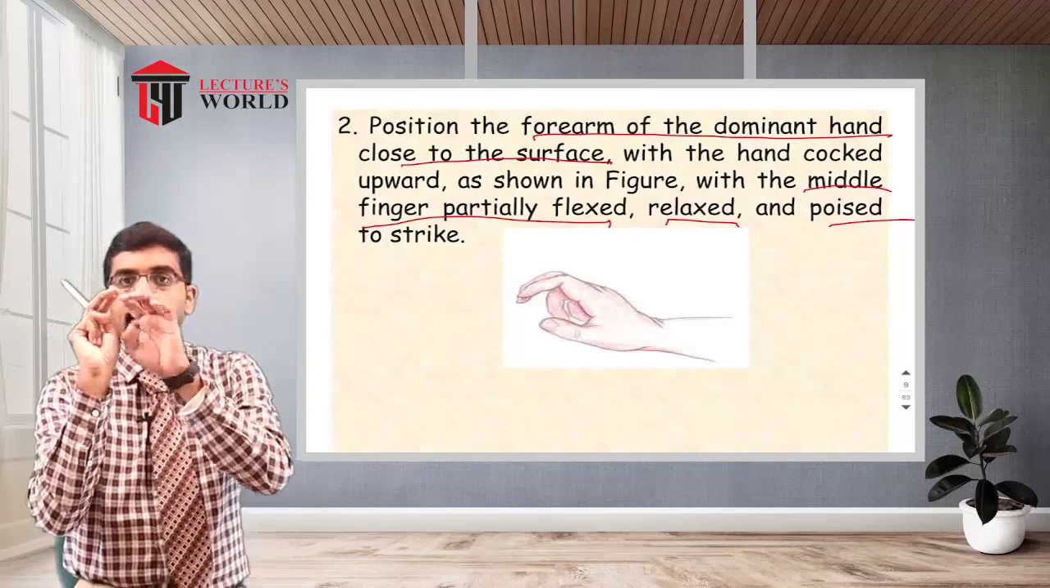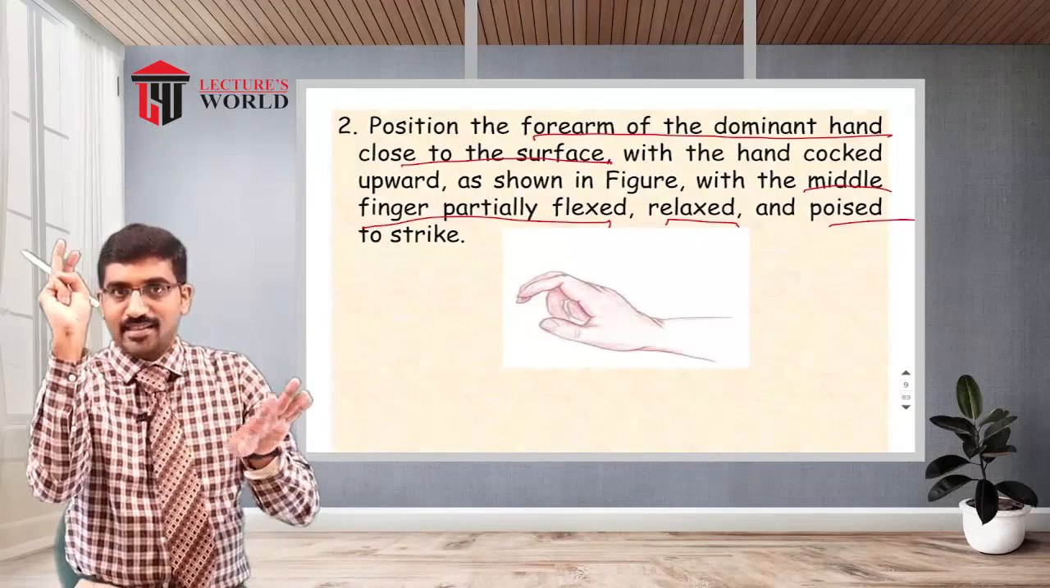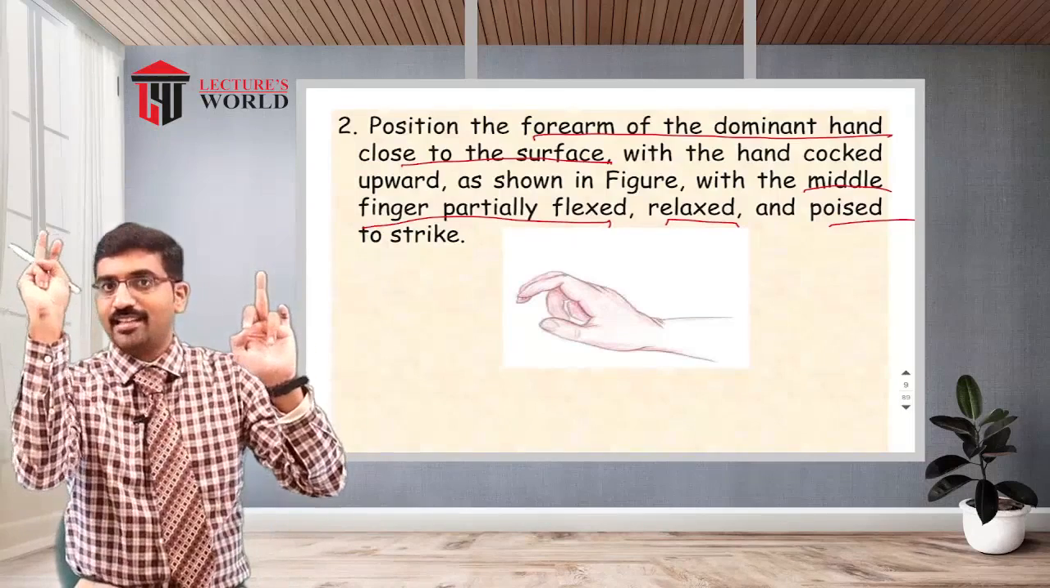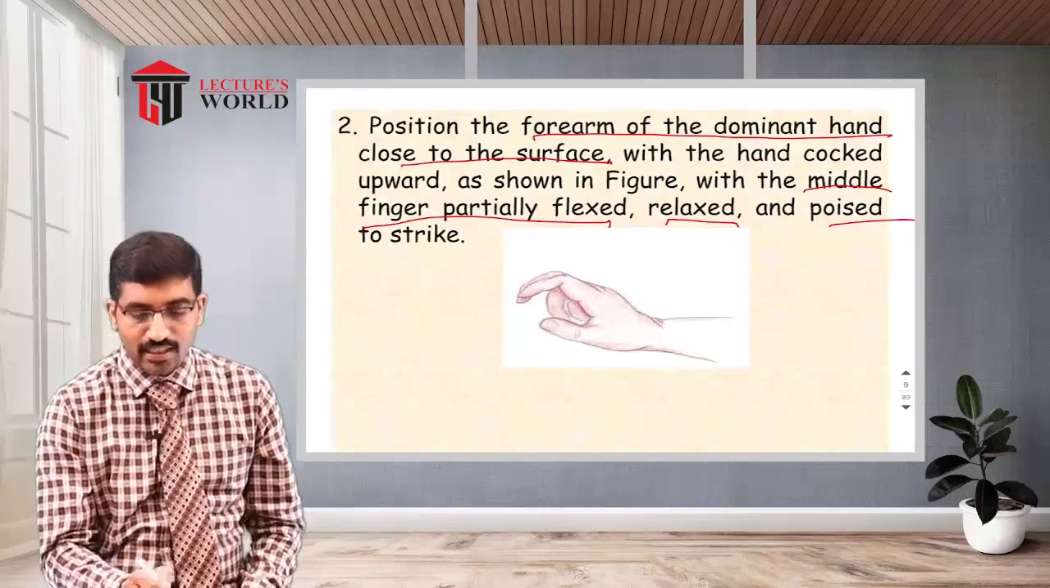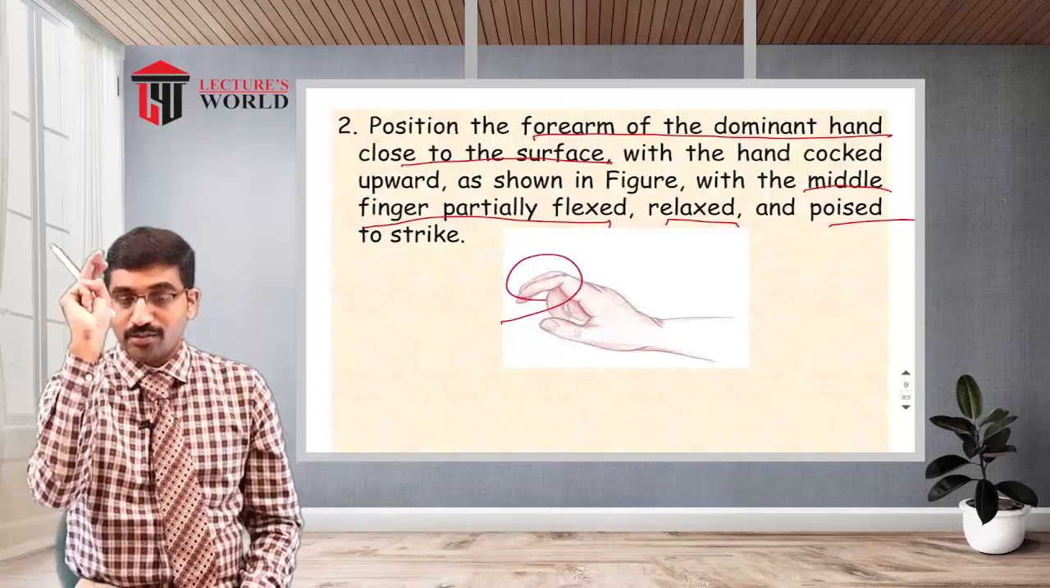Okay. So with the middle finger, I have to place the plessimeter. So one finger is like this, and another finger is like this. You have to see the diagram like this. You have to poise to strike.